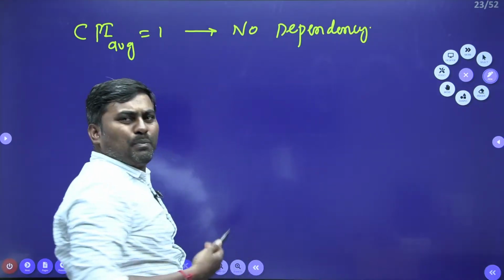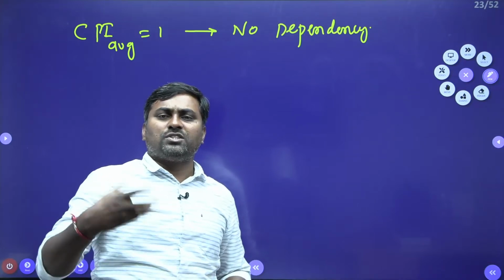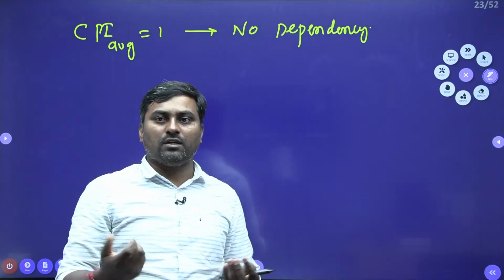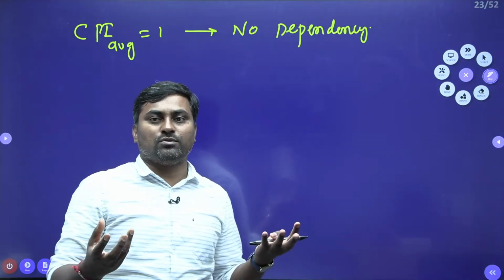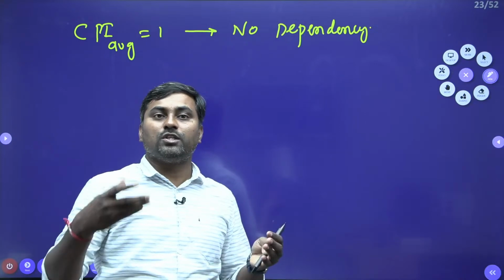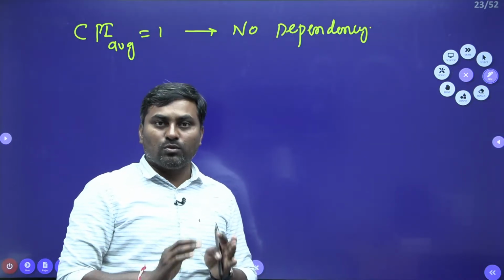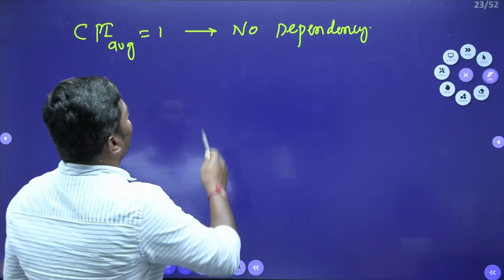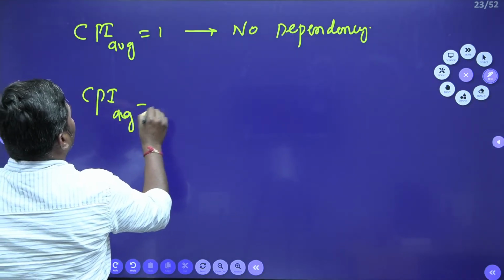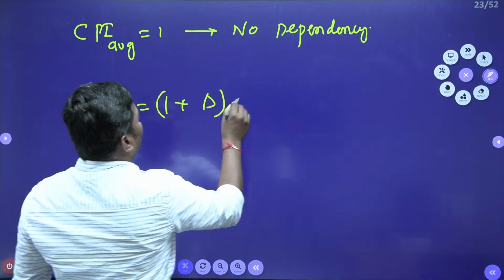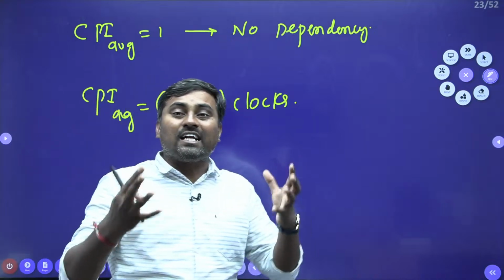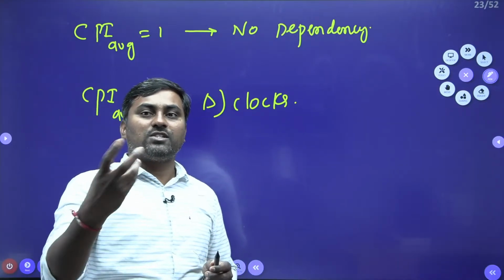What is the meaning of dependency? Simple thing: suppose there are 2 instructions, and the second instruction depends on the first. The second instruction takes inputs which are produced by instruction 1, but the results may not be available yet, so the second instruction needs to wait until the results are available. That increases the number of clock cycles. With no dependency, average clock per instruction is 1. If there is a dependency, average clock per instruction in the pipeline will be 1 plus delta clock cycles. Delta is the rate of dependency, and how many extra clock cycles each dependent instruction takes.